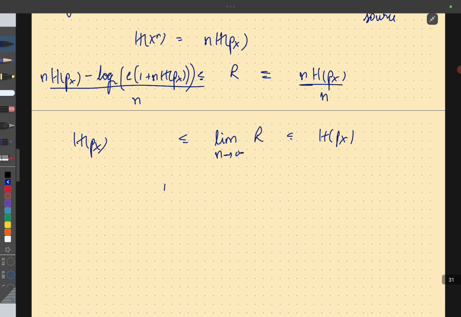So the asymptotic rate is equal to the entropy for a discrete memoryless source. And this is optimal, you can't do any better than this. So R is equal to H(P_X) plus some quantity that decays as log n over n.